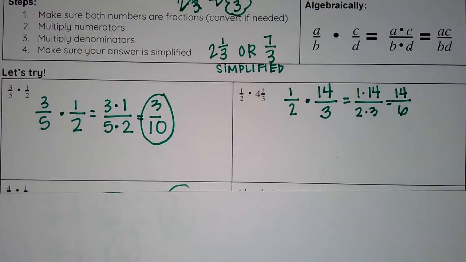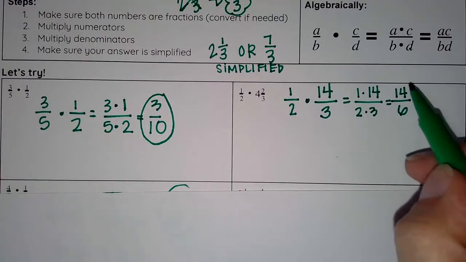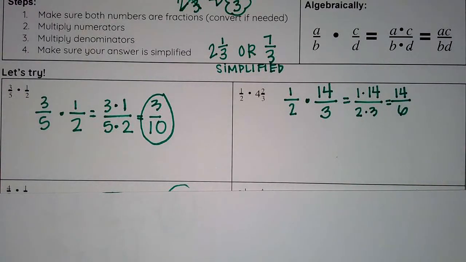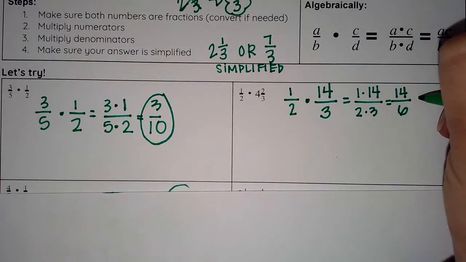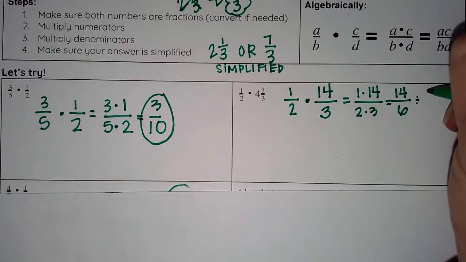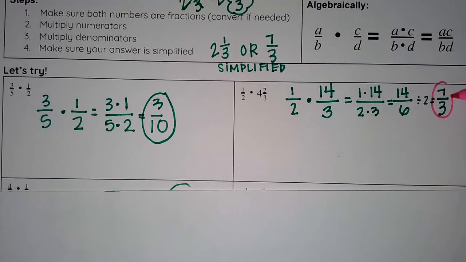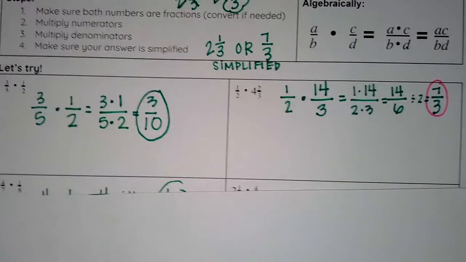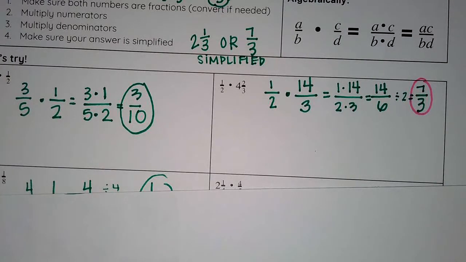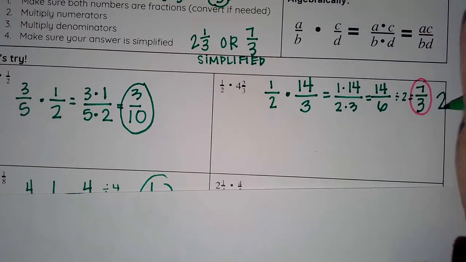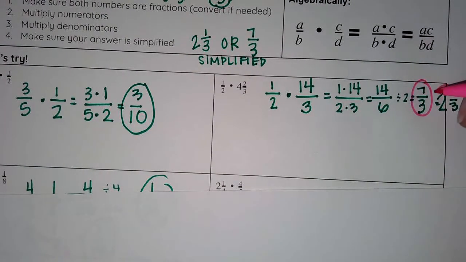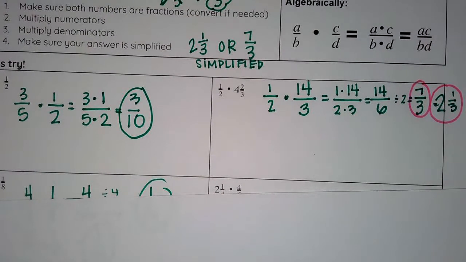Now, here I have a fraction that is not yet simplified, so I need to go ahead and divide both of those. I can divide them both by 2, leaving me with 7/3. This is a fine answer. If I want to leave this in an improper fraction, I can, but also 2 and 1/3 is also an acceptable answer.